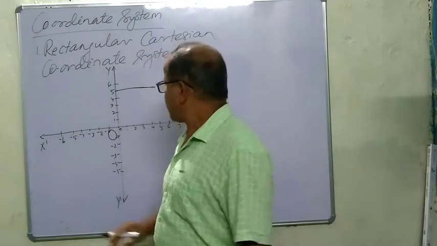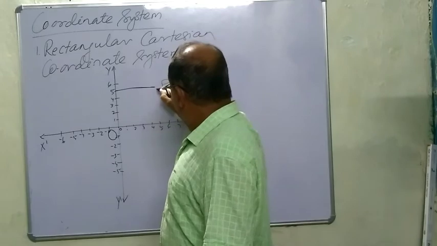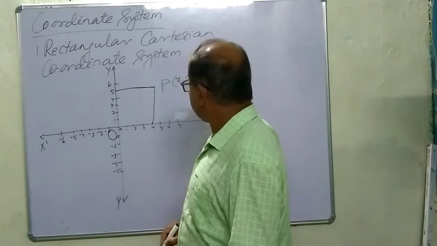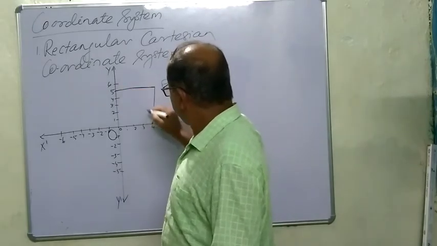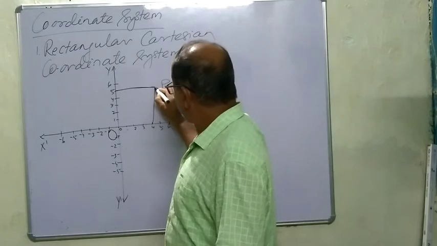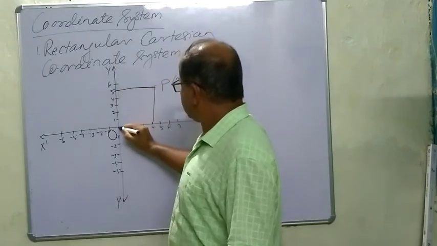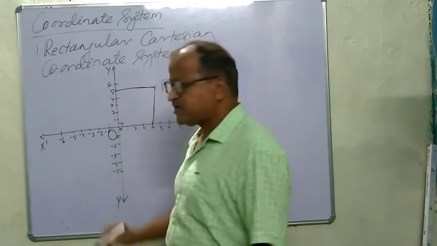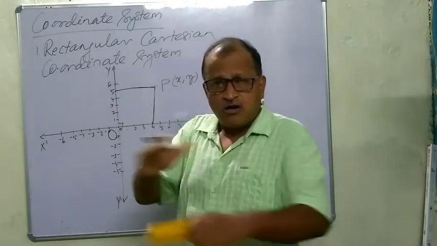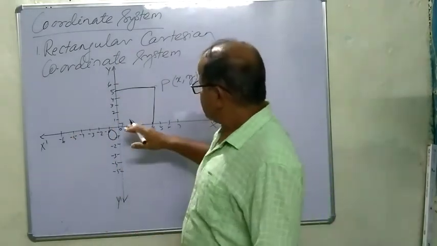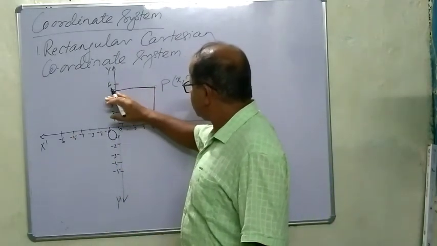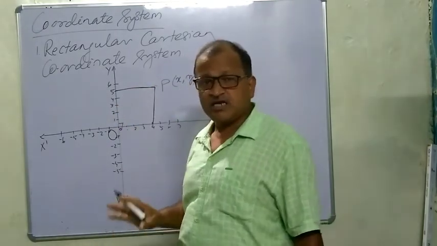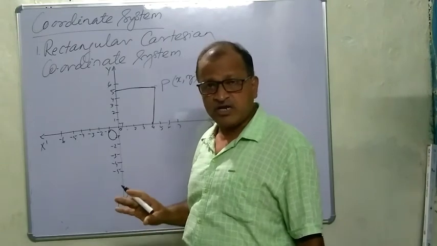Anyway, let us drop another perpendicular from this point onto the other axis. Suppose it meets at 5, here it is 4. What is the distance of the point from the y-axis? We are drawing perpendiculars, so this is 90 degrees, this is 90 degrees, this is also 90 degrees. So it will form a rectangle. That is why it is called a rectangular coordinate system.